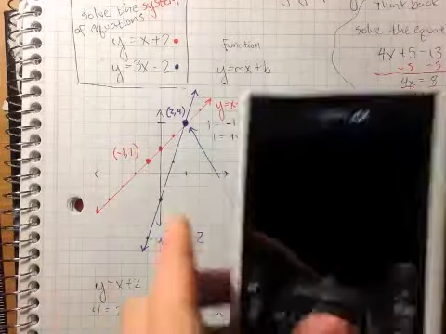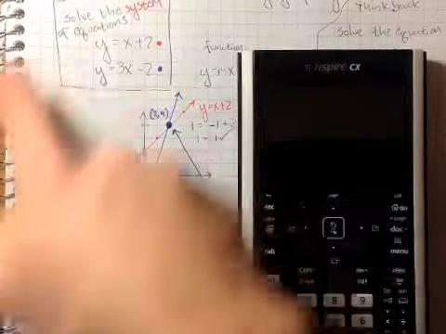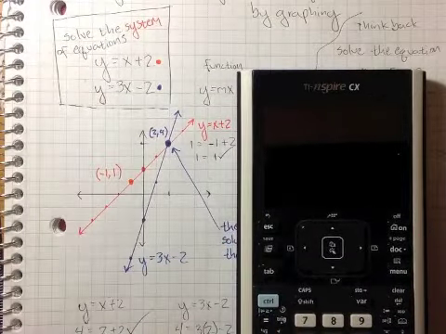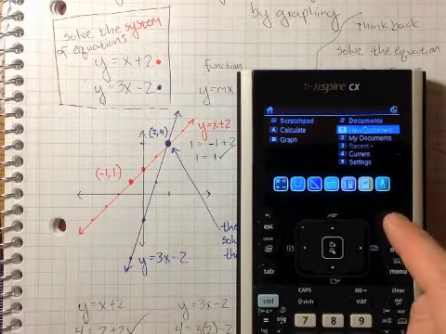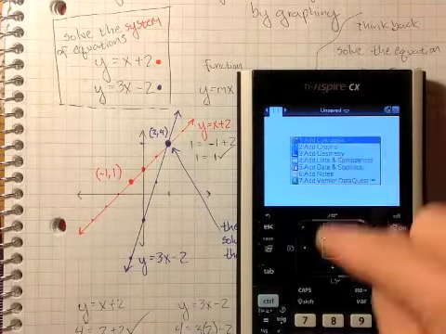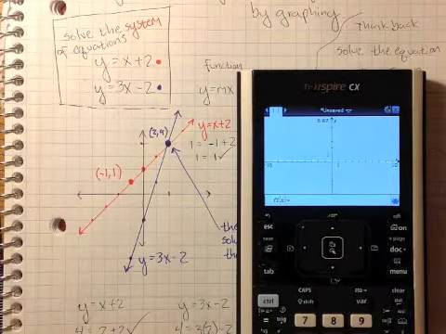Alright, now get out your TI Inspire and let's do this exact same problem here, except using the calculator. Let's see how we would do that. So turn the calculator on, new document, so enter, and then we're going to go to add graphs. There we go. So we have a blank graph screen here.